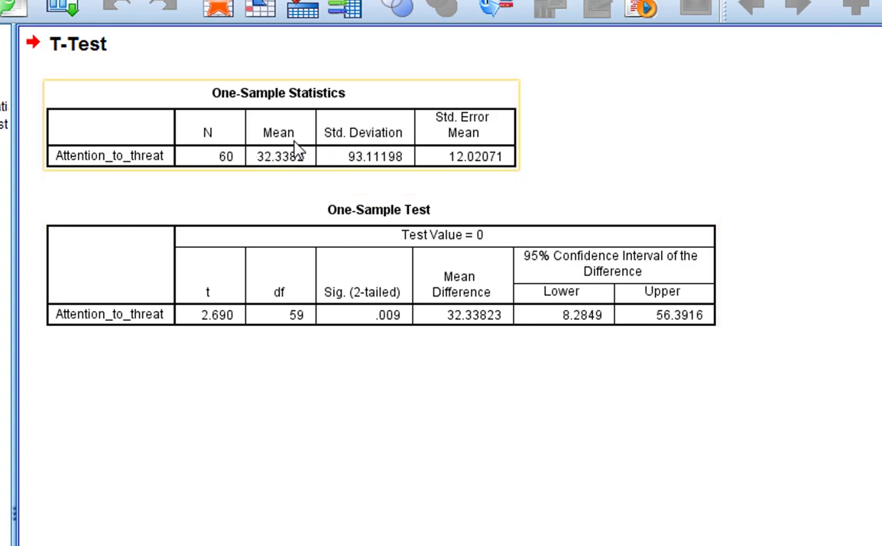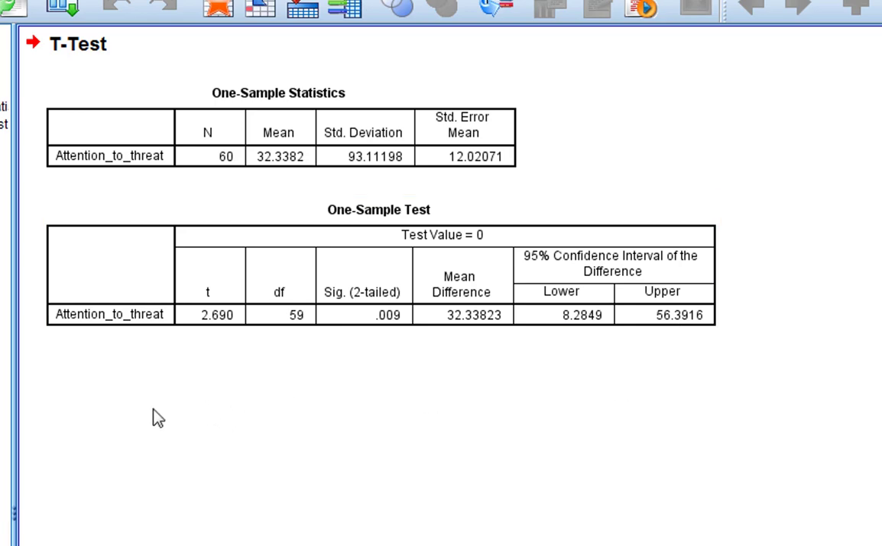You can see as well, based on this, that this attentional bias is greater than zero. So generally speaking, in the sample, there is an attentional bias towards threatening stimuli. You can see it's also got this mean difference here. Well, the mean difference, if you've got a test value of zero, is always going to be the same as the mean, because that's the difference between the mean and the test value. So this is always going to be the same. It also gives you the confidence intervals for this mean difference as well.